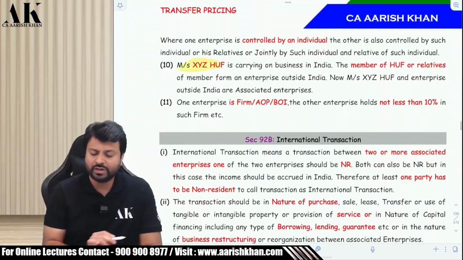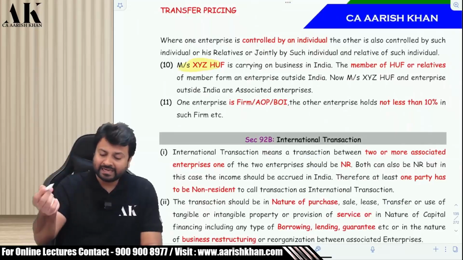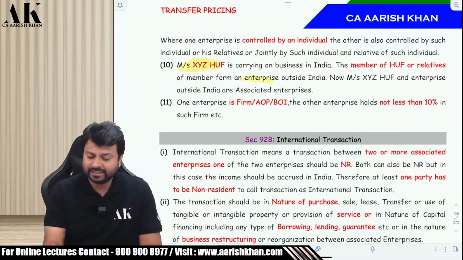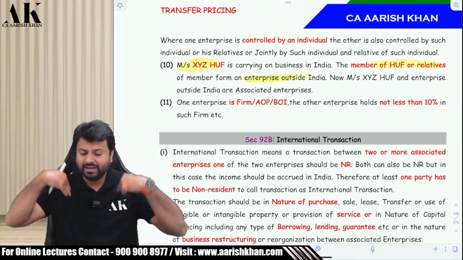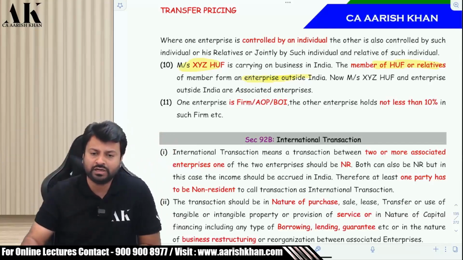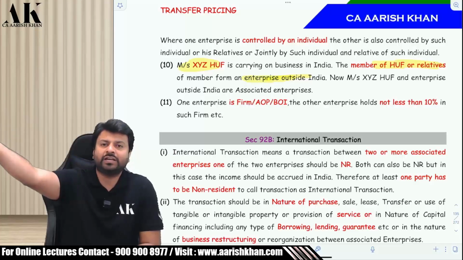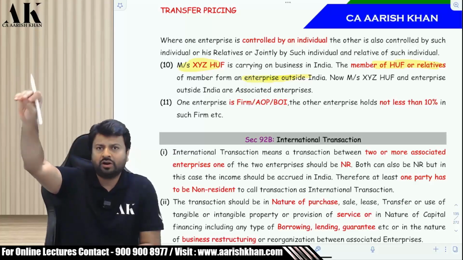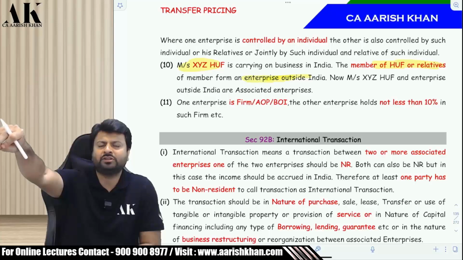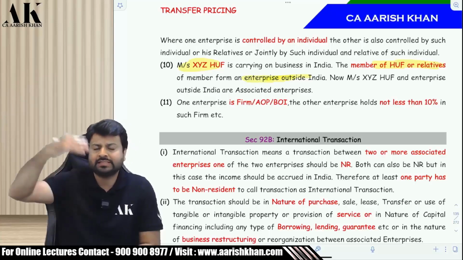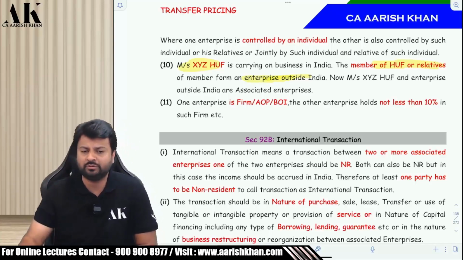One entity is an HUF, and another entity is in the form of any other entity which is controlled by whom? Which is controlled by the HUF or its relatives. Then myself and that enterprise will also be deemed to be what? Associate enterprises. So I am an HUF and there is one entity outside India which is also controlled by me or a member of my HUF or the relatives of the HUF. Then myself and that particular enterprise will also be deemed to be associate enterprises.